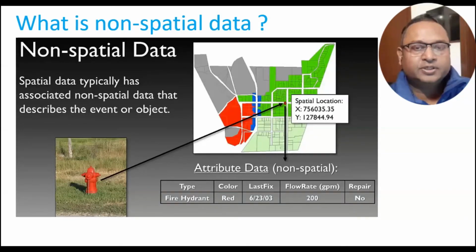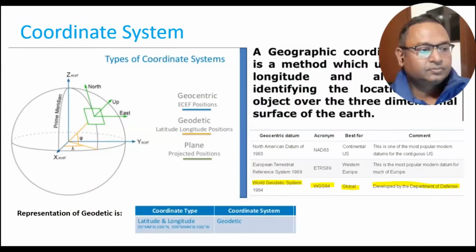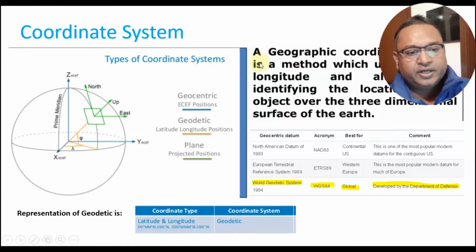Let's move to the next slide to understand the coordinate system. Broadly, three kinds of coordinate systems are used: geocentric, geodetic, and plane. Here we are referring to the geodetic coordinate system because it is used in the OGC CDB. Its definition: a geographic coordinate system is a method which uses latitude, longitude, and altitude for identifying the location of an object over the three-dimensional surface of the earth. The representation of the geodetic coordinate system is in terms of latitude and longitude.